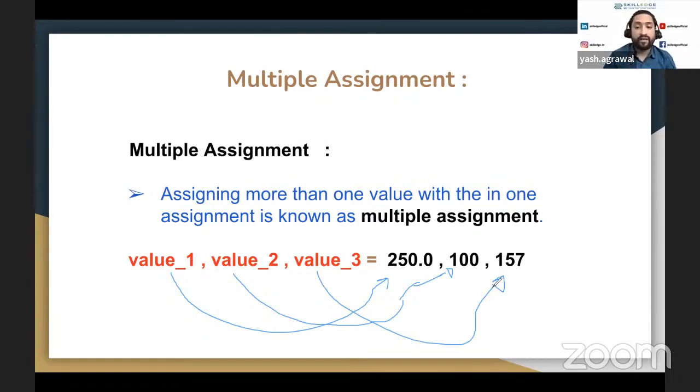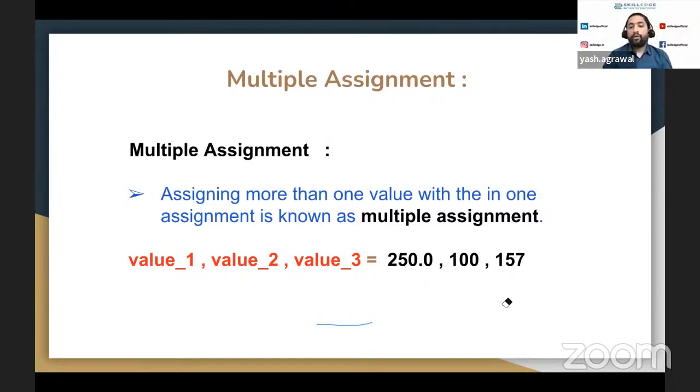Subsequently, the number of values you add, that many assignments will happen in just one line. So how many values can you have in just one line? N number of values and variables can be added. But the condition is you should have the same number of variables and the same number of values. So here we go with multiple assignment.